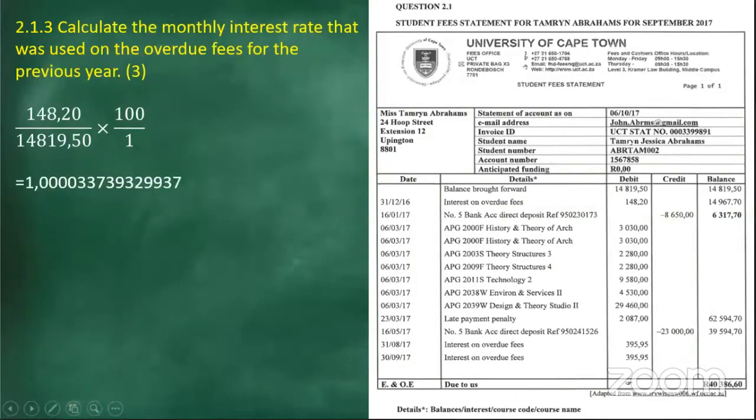So the answer there, like Lisedi has just given us, is exactly as he explained it. That is exactly how we need to calculate it: the 148 rands 20 cents divided by the 14,819 rands 50 cents multiplied by 100. Why are we multiplying by 100? We need to get our answer as a percentage. When we deal with rates that have to do with amounts of money, we get them in percentages. So the monthly interest rate was actually 1%.